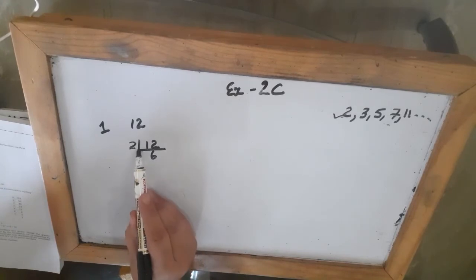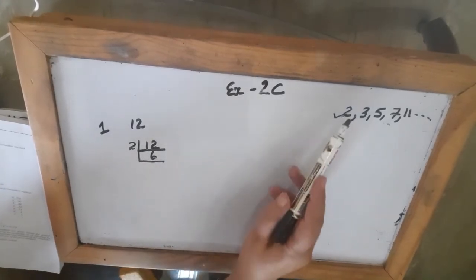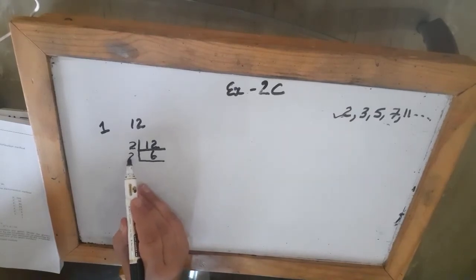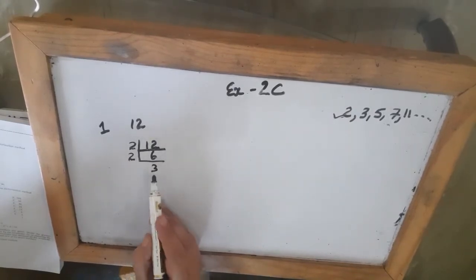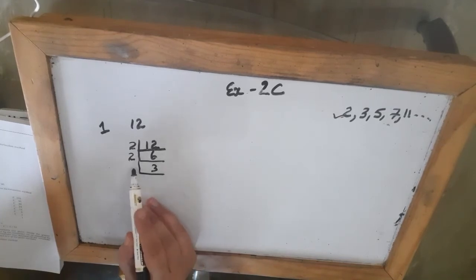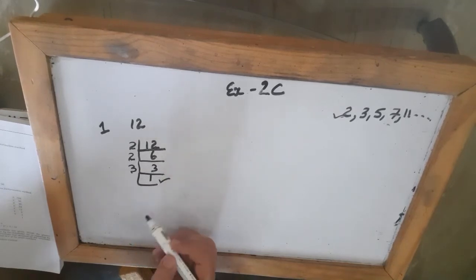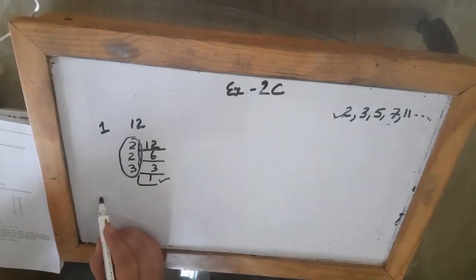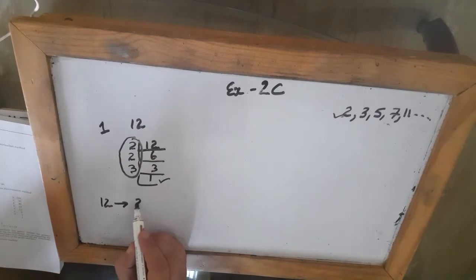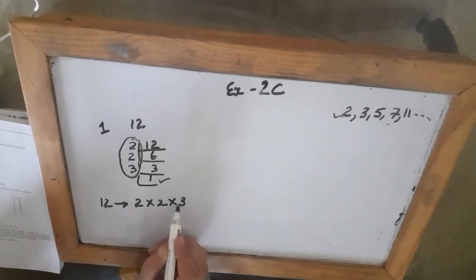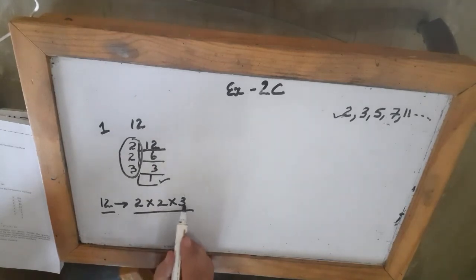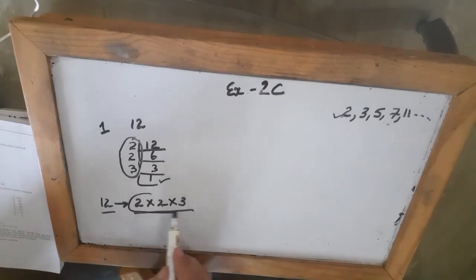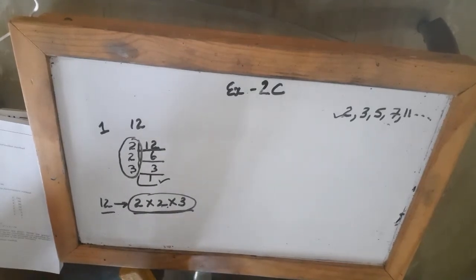Now this 6 I will divide again by the smallest prime number 2, because I can divide 6 by 2. 2 3s are 6. Now 3 I can divide only by 3, so 3 1s are 3. You have to keep on dividing till you get 1 at the end. The prime numbers which you have used are the prime factors of 12: 2 into 2 into 3. So I have written 12 as a product of its prime factors, like 3 2s are 6, 6 2s are 12.